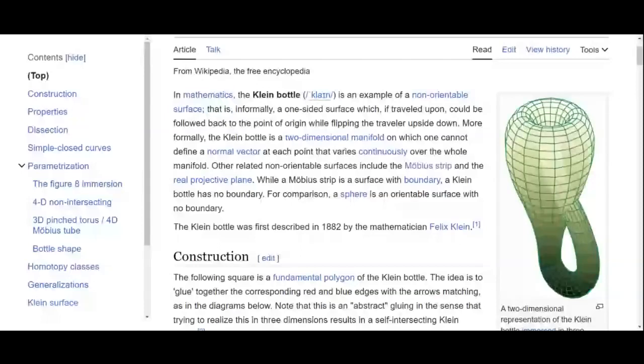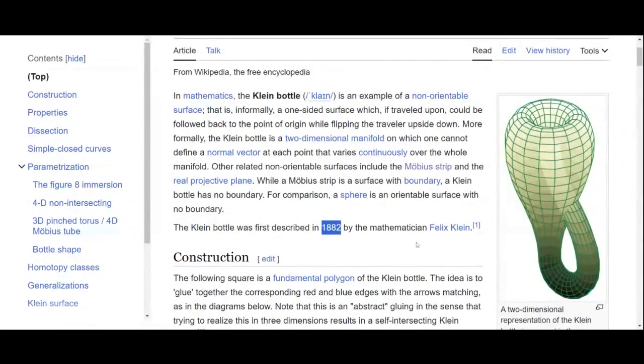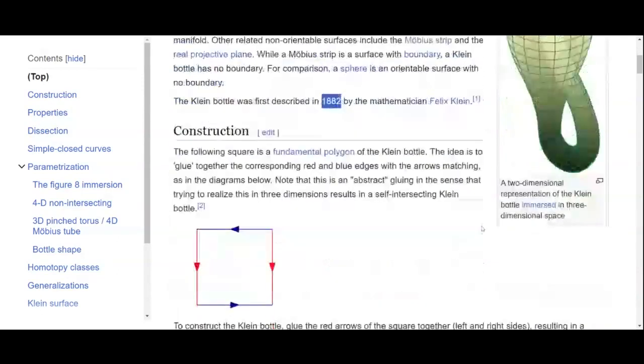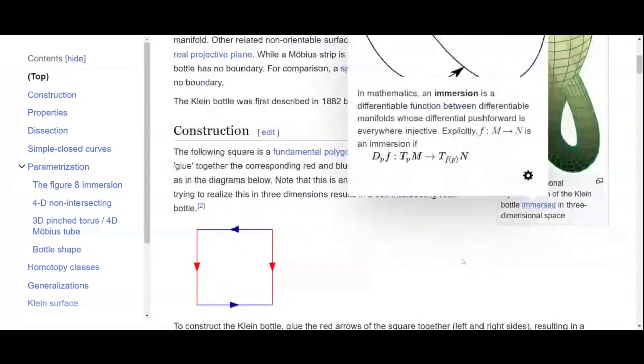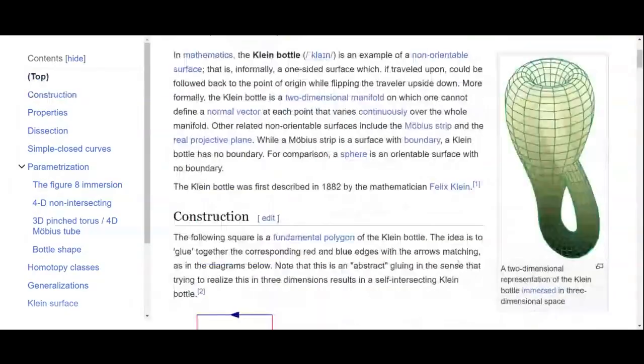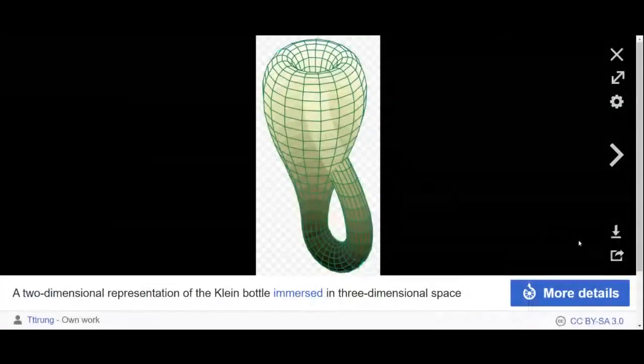This is the way it looks like. This is a very interesting looking space. This is called a Klein bottle. As it says, the Klein bottle was first described in 1882. So what we're doing is classical topology by Felix Klein. The way these surfaces came up is when mathematicians were trying to classify the different kinds of topological surfaces, they realized that this is one of the types of surfaces that come up. And this says a two-dimensional representation of the Klein bottle immersed in three-dimensional space. So there's a difference between being immersed and being embedded. Immersed means almost as close as you can get to being embedded, but it does pass through itself. So this is the Klein bottle.